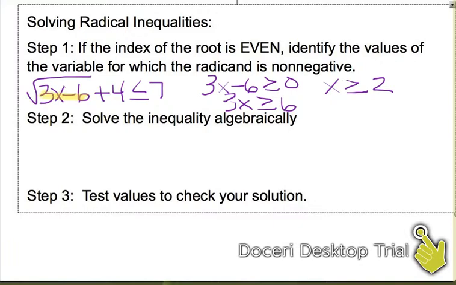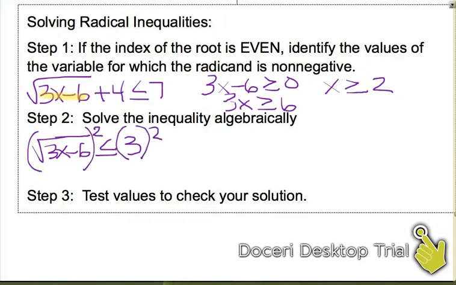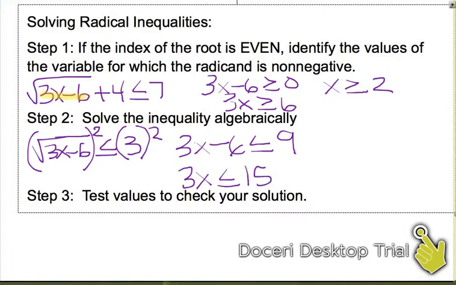Now, I just go back and solve the inequality algebraically like I did in the first example. So I have my 3x minus 6, and I'm going to subtract 4 from both sides to isolate the radical, so that'll be less than or equal to 3. Using my index of 2, I'll square both sides, so that will give me 3x minus 6 is less than or equal to 9. 3x is less than or equal to 15, and x is less than or equal to 5.